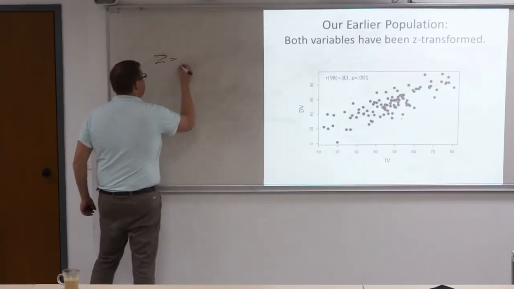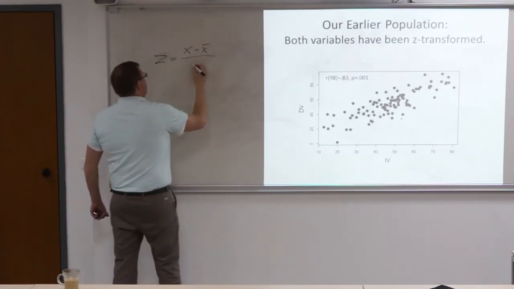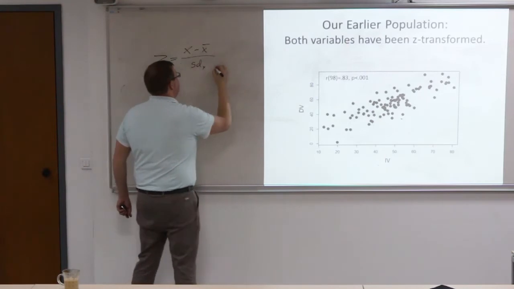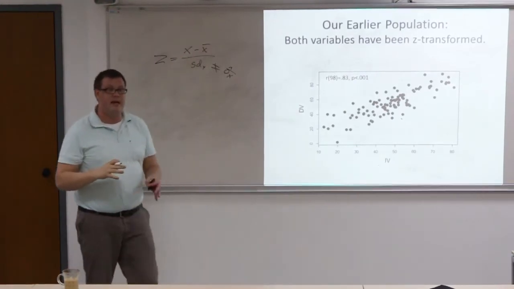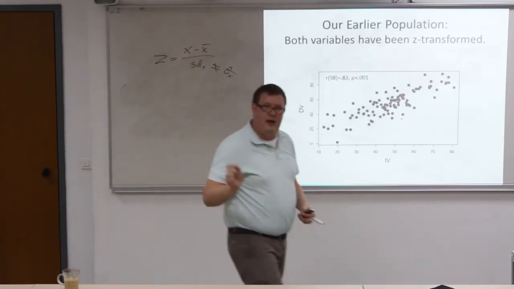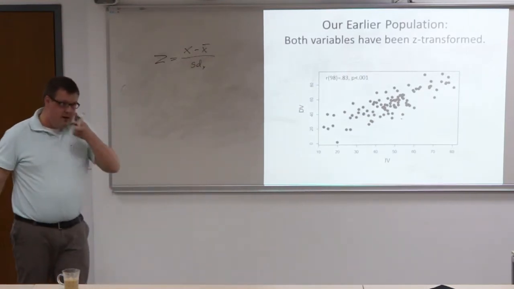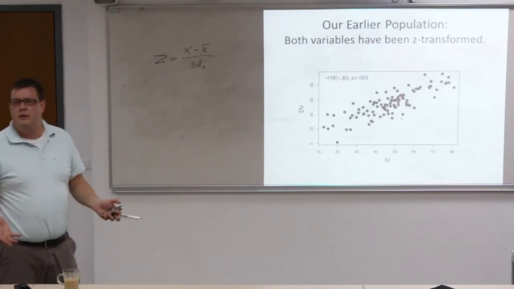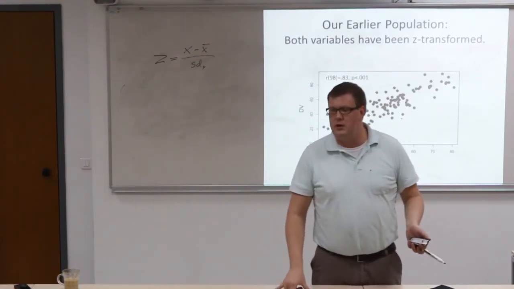So z is equal to x minus the mean, divided by the standard deviation of x, and this is not our estimate of the standard deviation that's based on the unbiased variance. This is the population form with n on the bottom instead of n minus 1. So if we take all of our dependent variable scores and transform them into z-scores, what will happen? What will the mean of our transformed dependent variable scores be?